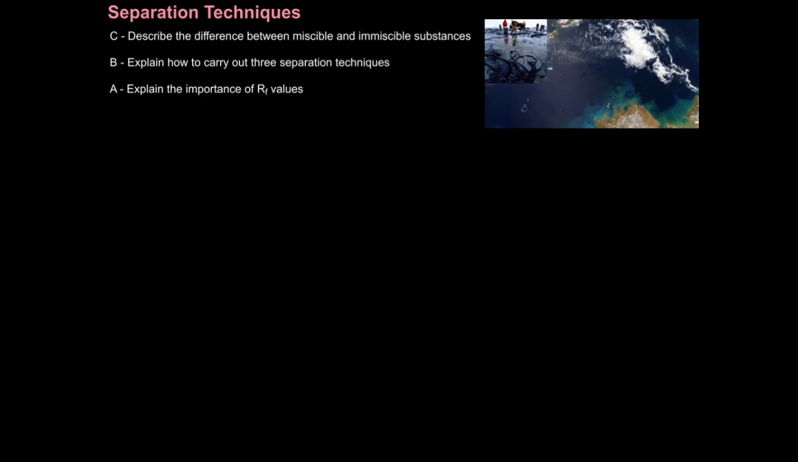This tutorial focuses on separation techniques. The first aim is to describe the difference between miscible and immiscible substances, then explain how to carry out 3 separation techniques, and then explain the importance of RF values. That's related to the separation technique of chromatography.